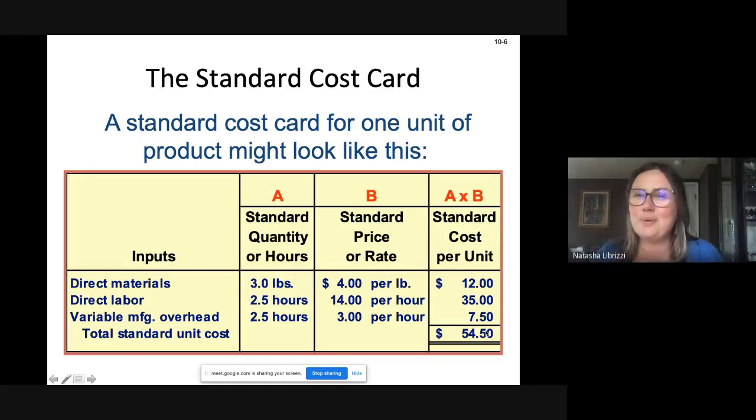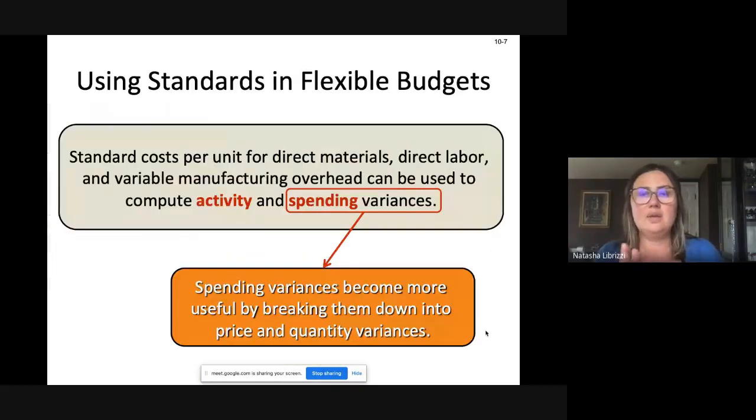Now you can price your product. You know exactly what to tell your customer you're willing to accept as a price for the product and so on. Obviously, now you're going to have to hold yourself up to that standard. Okay, so standard cost per unit for direct material, direct labor, and overhead can be used to compute activity and spending variance. So spending variance becomes more useful by breaking it down into price and quantity.